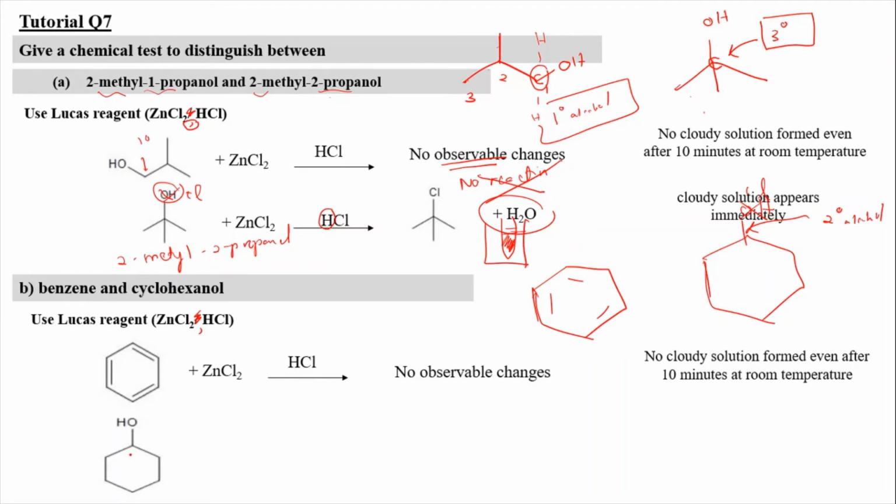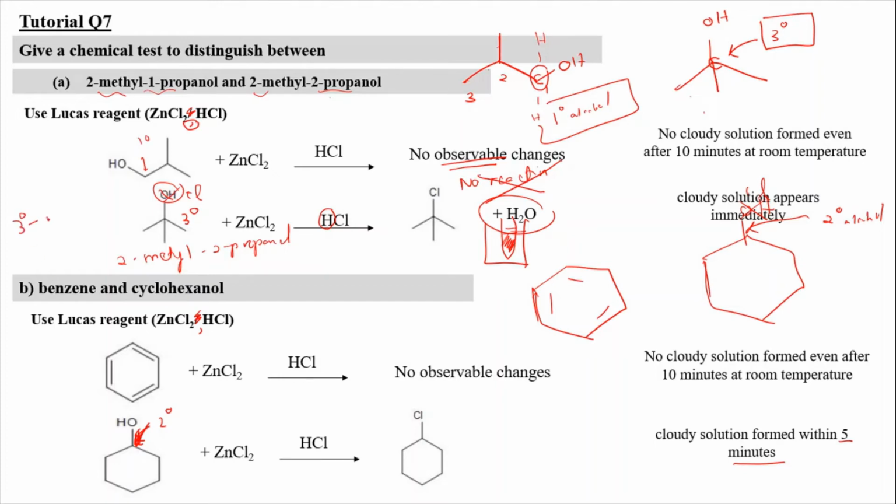And here we have cyclohexanol, which is a secondary alcohol, the carbon here. It reacts with the zinc chloride with HCl, and this OH is replaced with Cl. So we can say that the cloudy solution forms within 5 minutes. For tertiary alcohol, it's going to be immediate, so the cloudy solution will form immediately.